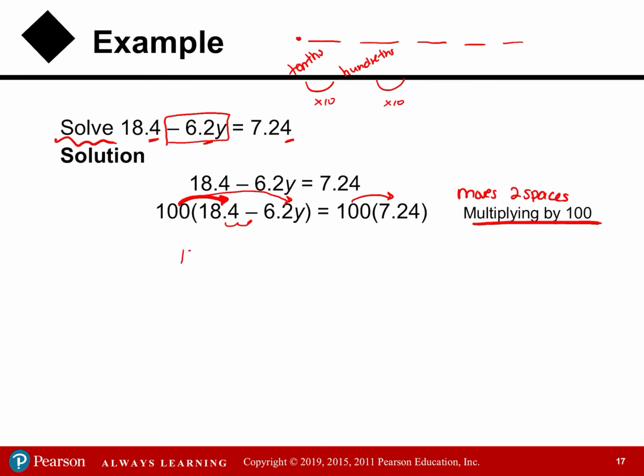So we have 1840 minus 620y is equal to 724.